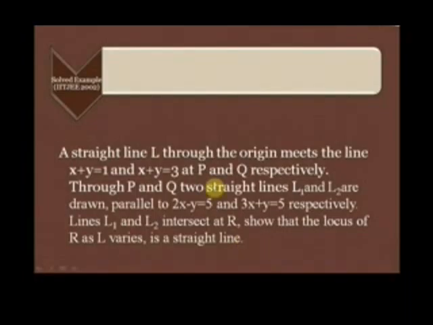So in this problem we have been given that a line through the origin meets the line x plus y equal to 1 and x plus y equal to 3, and this line intersects these two lines at points P and Q. Now through P and Q, two straight lines L1 and L2 are drawn, and this line L1 is parallel to 2x minus y equal to 5 and the line L2 is parallel to 3x plus y equal to 5. Now again these two lines intersect at a point R. Now we have to show that the locus of R as L varies is a straight line. So let's look at the solution of it.